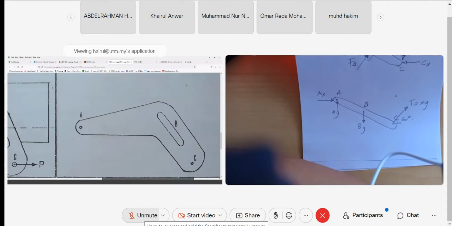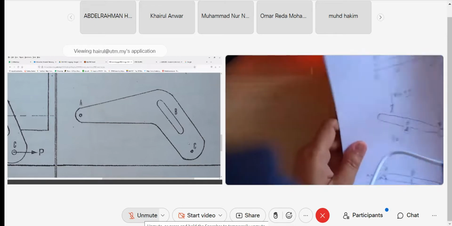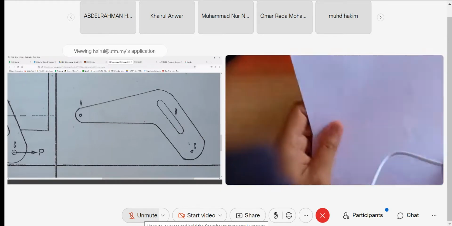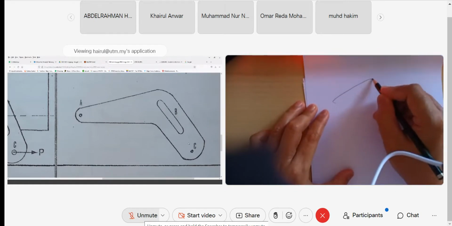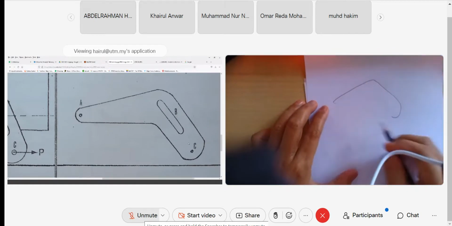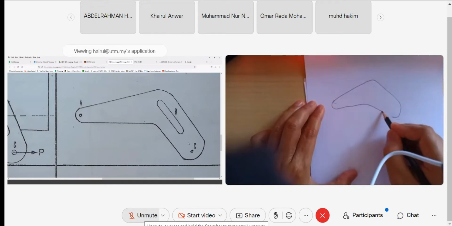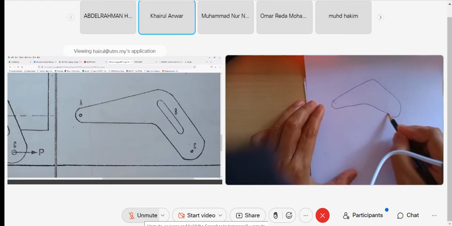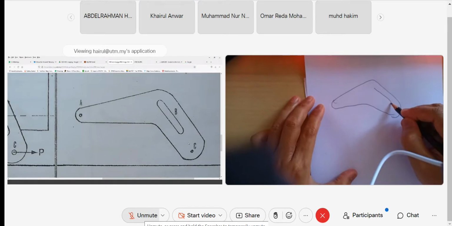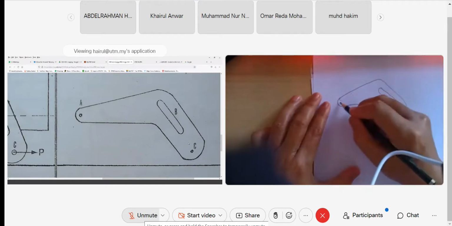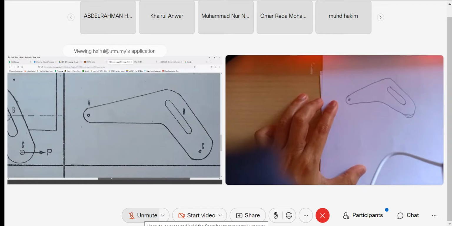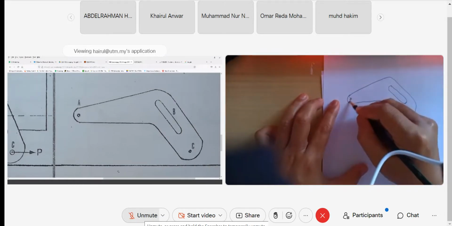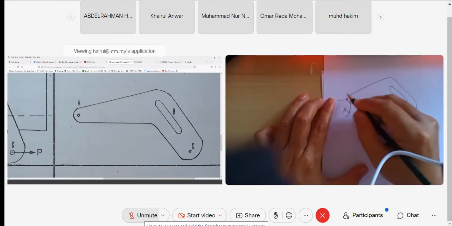So what is the free body diagram? What is the free body diagram? How? AX and AY. So we have a slot here. Okay, at A, what joint is it? Is it a pin joint? Yes, right. A is a pin joint, right? A is a pin joint. So at A we have AY, AX.